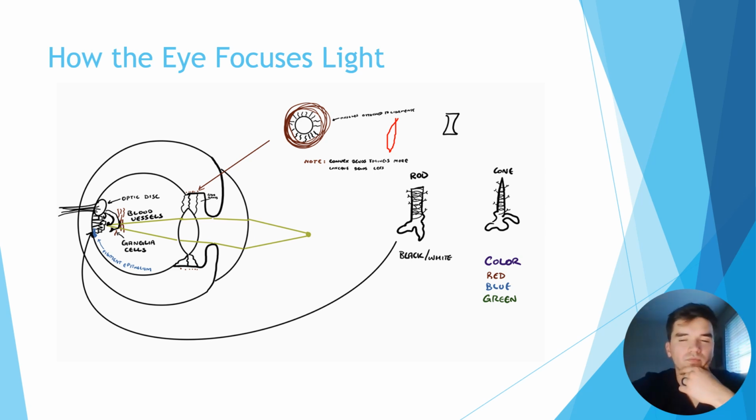If we see a lot of light, our contractile muscles will relax, causing our ligaments to stretch, which will turn our lens into this. If we see a lot of light, then our muscles will relax or tense up.